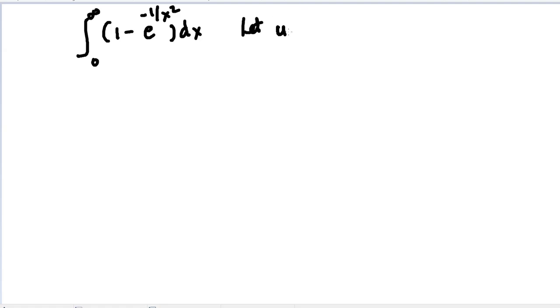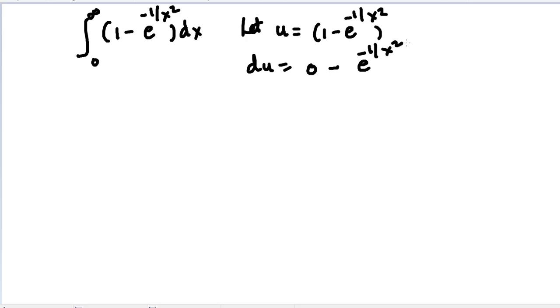In that context, I would take u to be 1 - e^(-1/x²). If we differentiate this, the differential of 1 gives 0, followed by the differentiation of e^(-1/x²) times the differentiation of -1/x². So this is equal to negative e^(-1/x²).